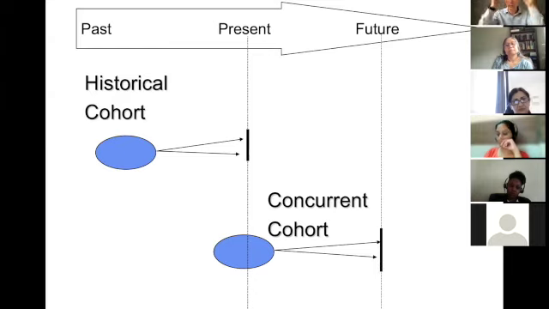A case control study is different because you've got cases and controls. You look back in time there. But there's also one version of a cohort study which you can use, which can be really fast.